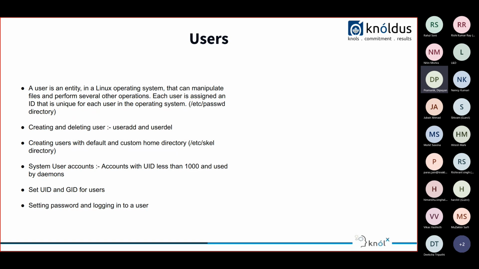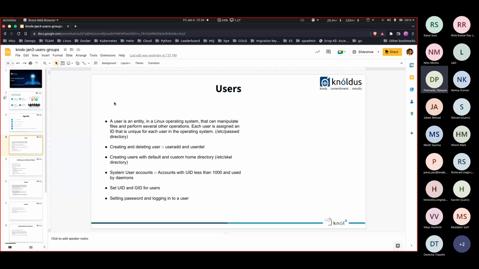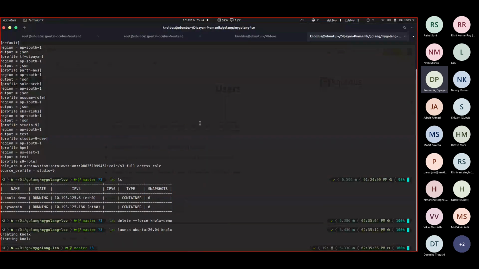A user is an entity in Linux OS that can manipulate files and perform several other operations. Each user is assigned an ID that is unique for each user in the operating system and in the /etc/passwd file. I'll tell you what this file is, and then we'll look into creating and deleting users, assigning a home directory to it and the user ID, group ID, and setting a password to it. So I'll go into my terminal.